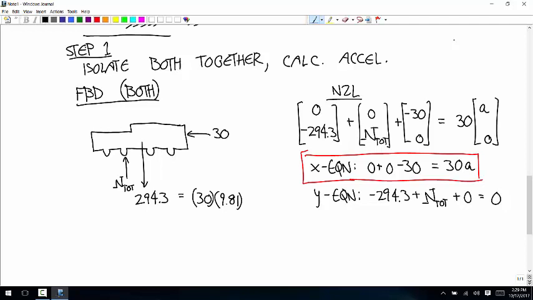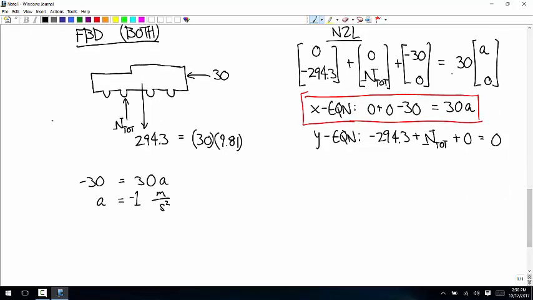So that x equation says negative 30 is equal to 30a, or a is equal to 1 meter per second squared. Negative 1, sorry. So we know that that variable a is negative 1. What we really want is the acceleration vector. So how do we go from that value of negative 1 to the acceleration vector?